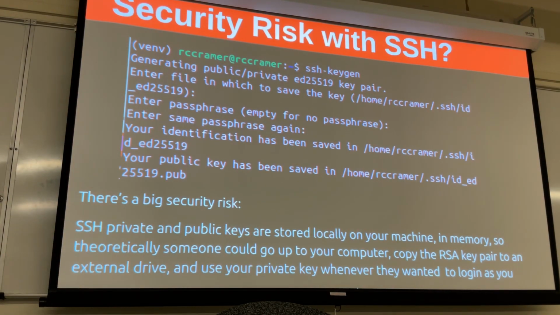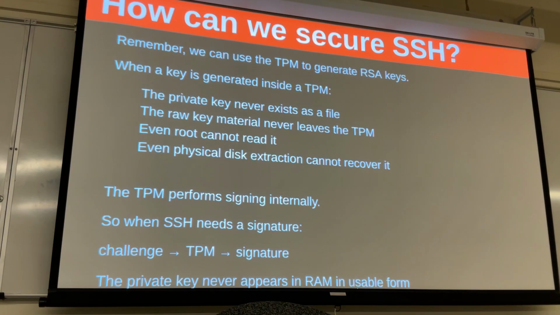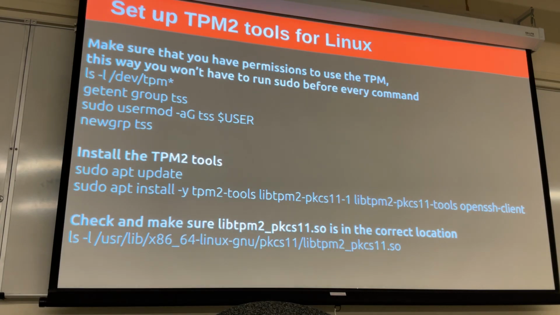Big security risk, it's obviously stored locally, so anybody can grab it. That's not great, so how do we secure that? Well, we can use the TPM to generate keys. When a key is generated inside a TPM, it never exists as a file, it never leaves the TPM, root cannot read it, and the disk doesn't have it. So, kind of cool. And the TPM performs signing internally, so the challenge goes to the TPM, and the TPM provides a signature. It doesn't actually give out your key and say, here's the key. It just says, hey, I'm signing this. So, kind of nice to keep everything internal.